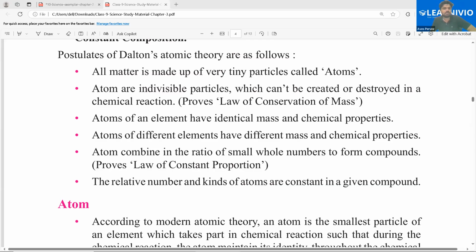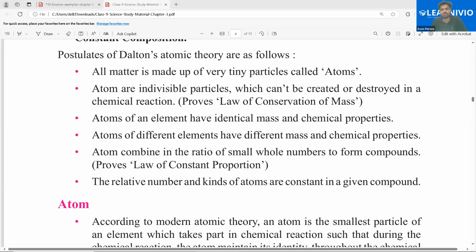All matter is made up of tiny particles called atoms. Atoms are indivisible particles which can't be created or destroyed in a chemical reaction. Atoms of a given element have the same masses and chemical properties. Atoms of different elements have different masses and chemical properties. Atoms combine in the ratio of small whole numbers to form compounds, or the relative number and kinds of atoms are constant in a given compound. Very good.